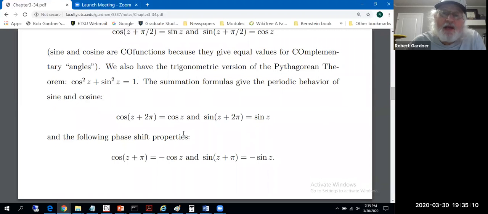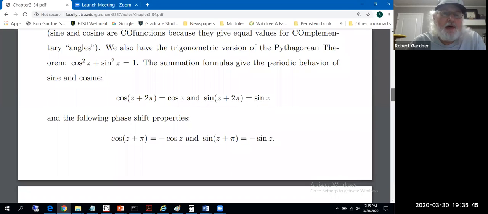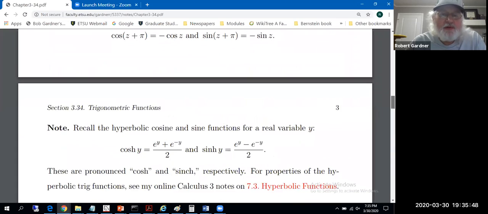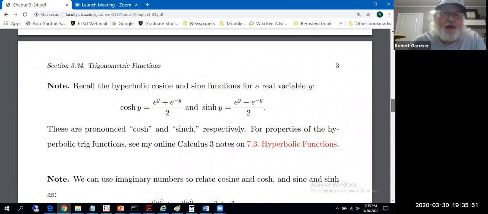We have periodic behavior, as always. The cosine of z plus 2 pi is the same as the cosine of z. Sine of z plus 2 pi is the same as sine of z, confirmed by those summation formulas. So there's the periodic behavior of sines and cosines. They have a real period of 2 pi. Phase shift properties: if I shift a cosine function by pi radians, we'll get negative cosine z. Shift a sine function by pi units, you get negative sine z, negative sine x in the real setting. Usual properties from the reals, so no surprises there.